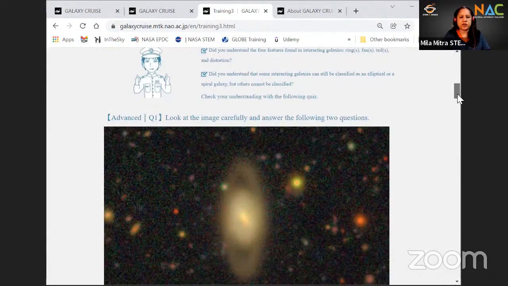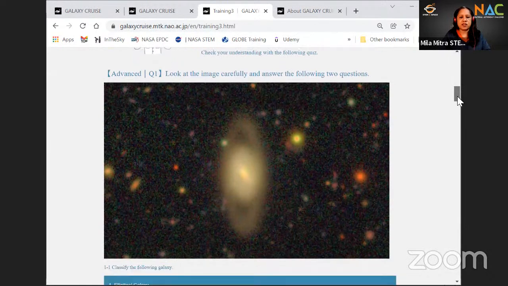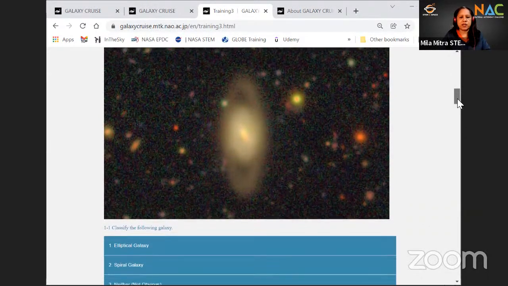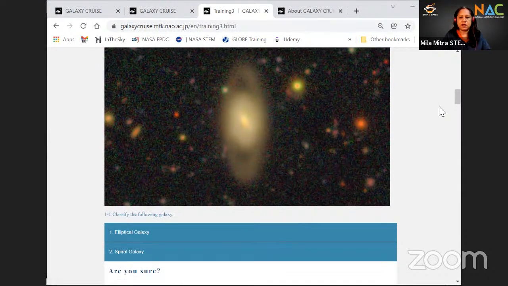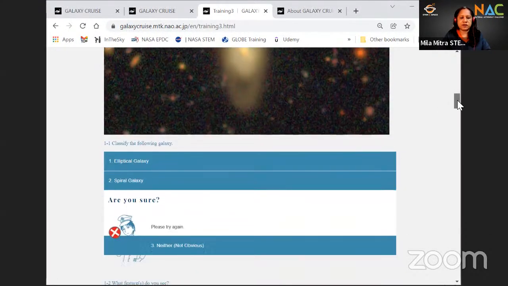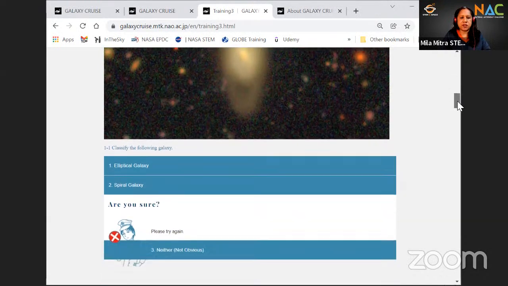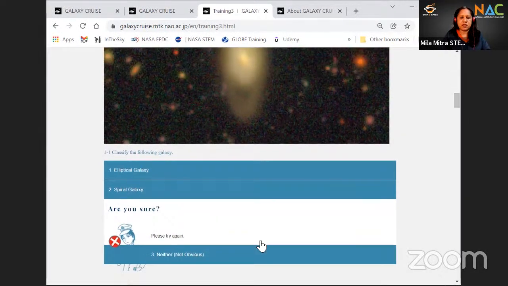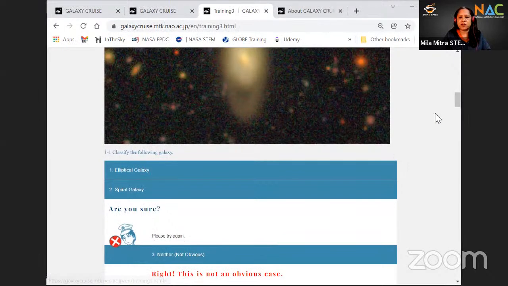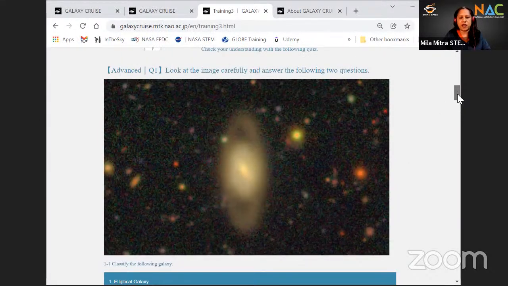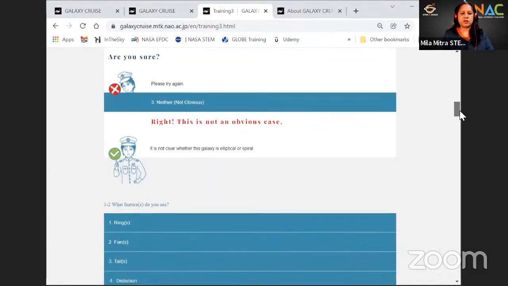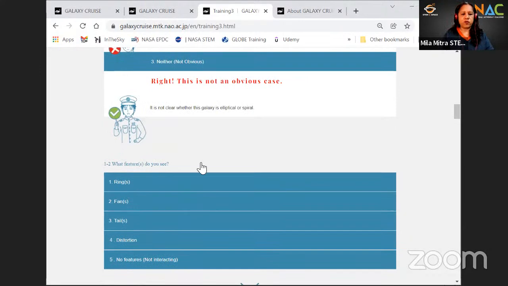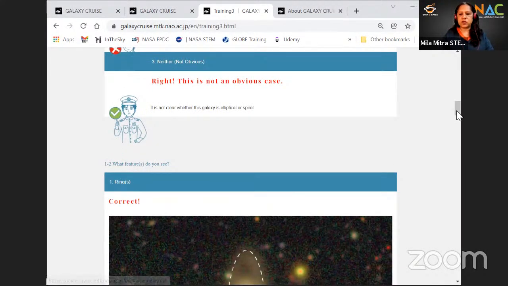Okay, let's practice. Look at this image and answer the following. Is it elliptical or spiral? I think this is spiral. Okay, so this one, they wanted to say that it's not obvious. It's not obvious because we have a ring kind of structure. We don't really see the spiral arms, so we don't know what it was before the ring was there. Now, what feature did you see? We can say we saw rings.